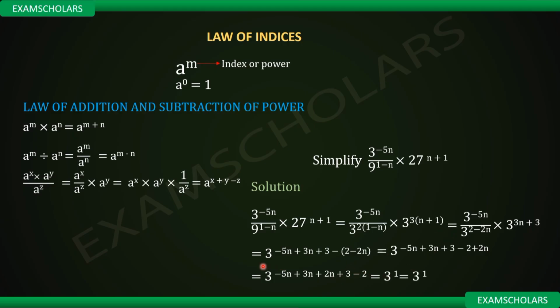Now let's solve the whole of this. Minus 5n plus 3n minus 2n plus 2n gives 0n. Nothing again. 3 minus 2 is 1. The answer is 3 raised to power 1, which is still the same thing as 3.